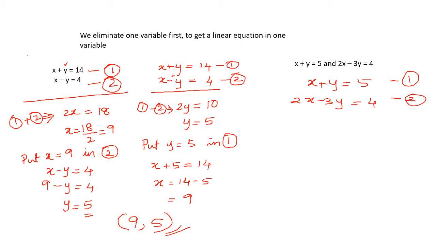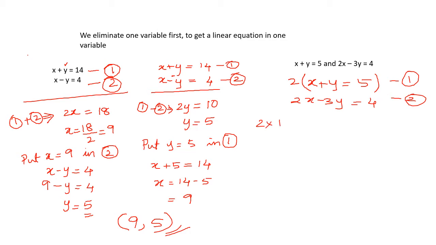In the first case, we just added or just subtracted. Here also we have to just add or subtract, but then two things should be alike. So how do we do it? What we can do is make this x as 2x. How will we make this x as 2x? We can multiply throughout by 2. Or we can make this y as 3y by multiplying throughout by 3. Now I'll multiply throughout by 2. You can try using 3 as well.